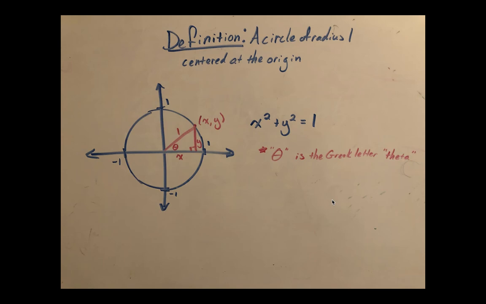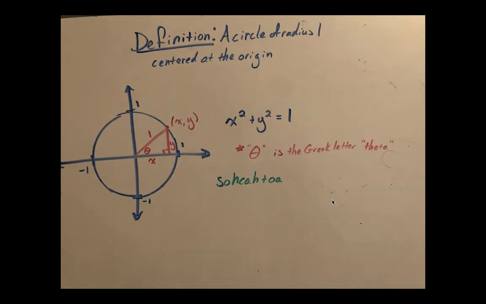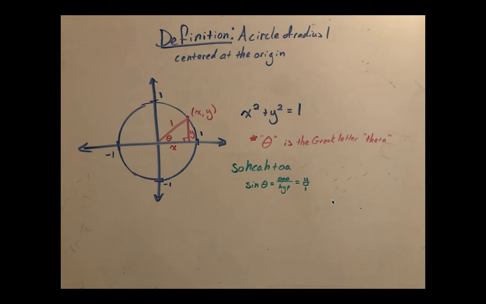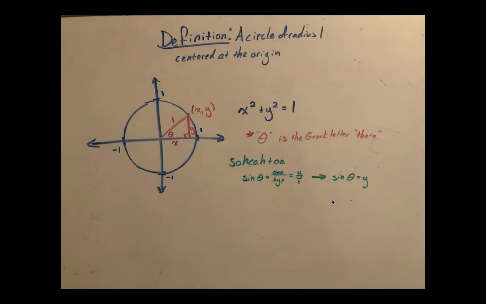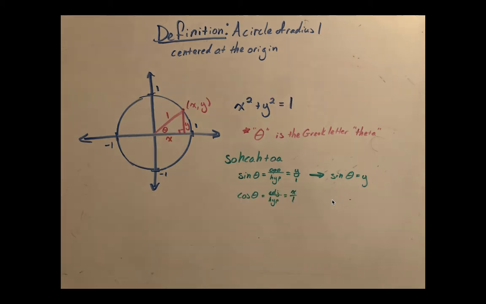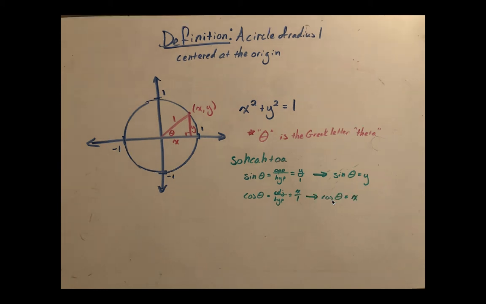And then if we wanted to start doing some trig, you might remember SOHCAHTOA. So the sine of theta is the opposite side over the hypotenuse, which is y over 1, which means that when you're working in the unit circle, the sine of theta is just that y coordinate in the point that you're looking at. Cosine is adjacent over hypotenuse, which in this triangle is x over 1, which means that when you're working in the unit circle, the cosine of any angle theta is the x coordinate of that point that you're looking at.